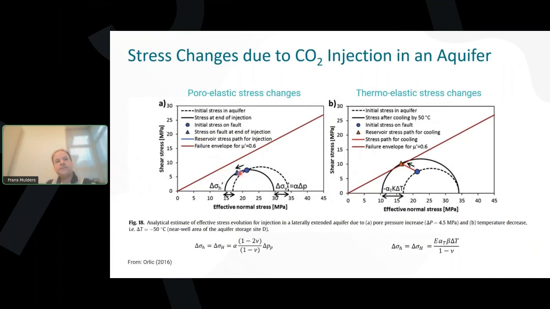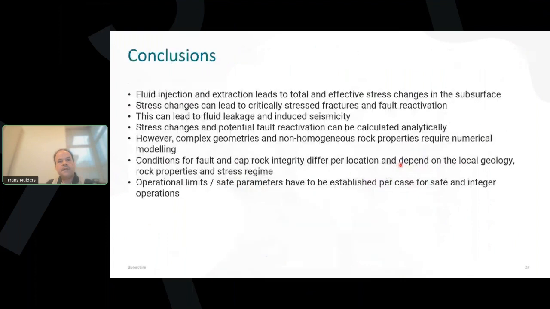If you inject a colder liquid, you have a certain pore pressure change, which might be okay. So you're thinking, oh, I'm far away from failure. But don't forget about the temperature effect, because here Bogdan Orlic again modeled a 50 degrees Celsius temperature reduction, and that can cause these horizontal stresses to change while the vertical stress remains unchanged, and you can definitely move towards failure. So I will skip this for now and come to my conclusion.